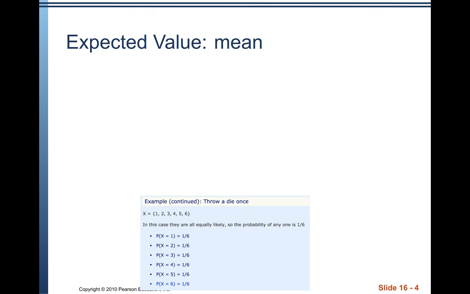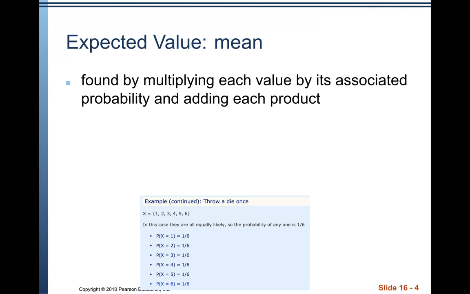One of the important pieces of information about a probability model is what we call its expected value. An expected value is just a fancy term for the mean of a probability model. The way we find the expected value is like it says right here: we multiply each value by its associated probability and add each product. That's the fancy mathematical notation for it.